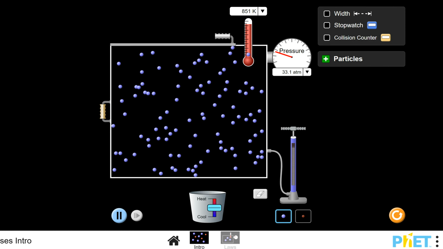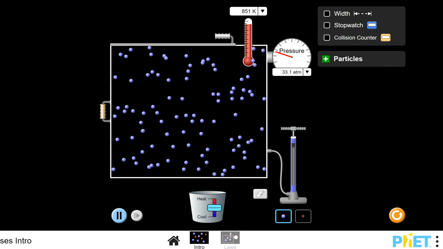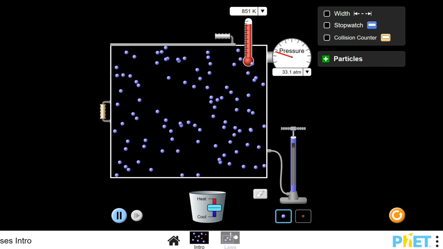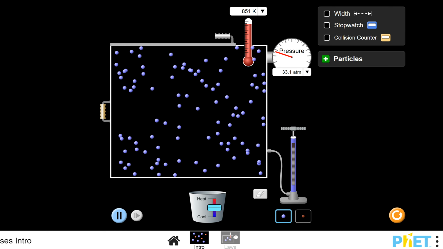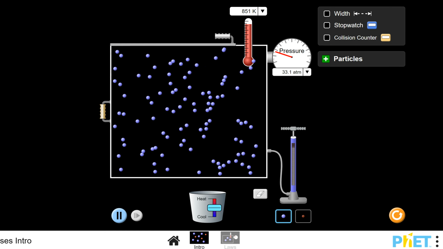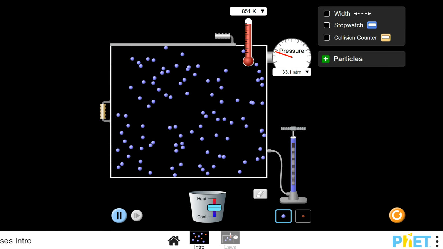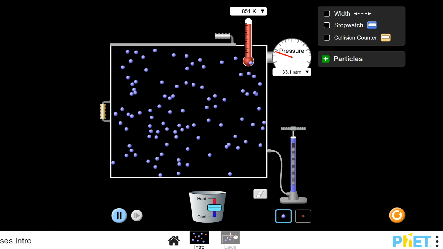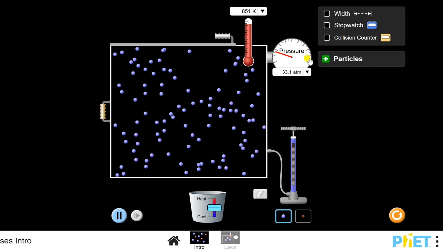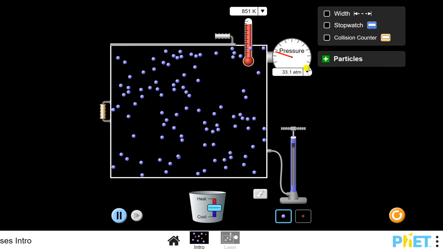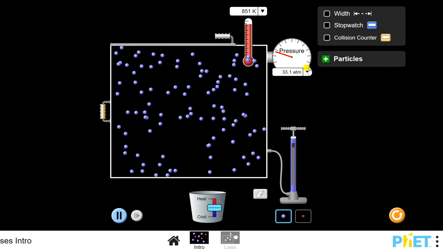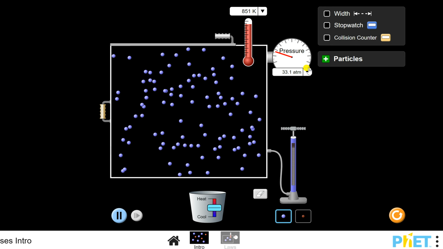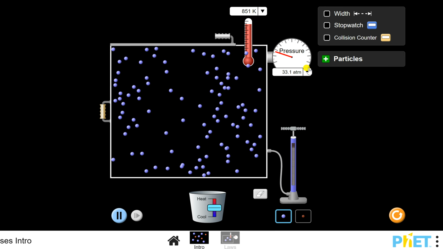So recall with our discussion of gases, gases are composed of particles that are moving really fast in random directions, and the particles are spread as far apart from each other as possible. And gases have four basic properties. First property is pressure. And pressure, remember, is a measure of collisions between the particles and the walls of the container. The more collisions and the more forceful those collisions, the higher the pressure of the gas.